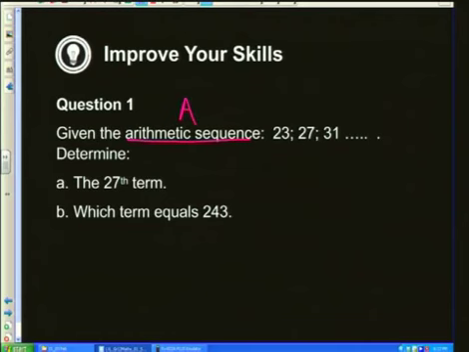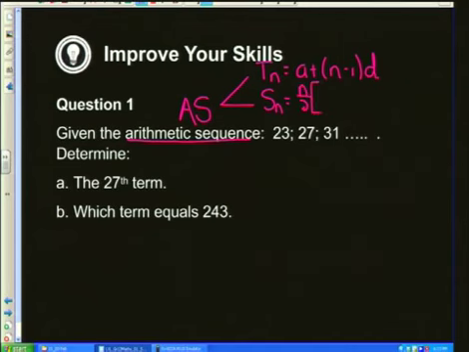So if they're telling me it's arithmetic, I already know that I am working with either Tn equals a plus (n minus 1)d for the term, or I'm working with Sn equals n over 2 times (2a plus (n minus 1)d). Because they've told me it's not geometric, they've told me it's arithmetic. Now we go to the sequence.